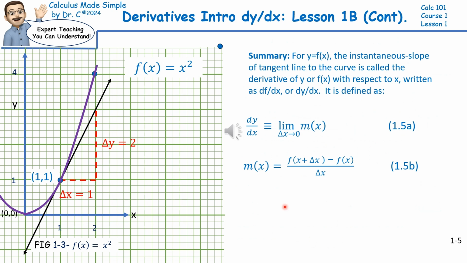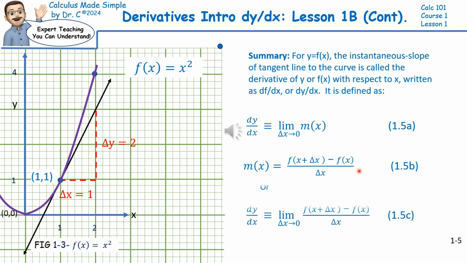In wrap up, we see that for y is equal to f of x, the instantaneous slope of a tangent line to the curve is called the derivative. We write that as dy dx or df dx, and it's defined as the limit as delta x approaches 0 of m of x, where m of x is f of x plus delta x minus f of x divided by delta x.